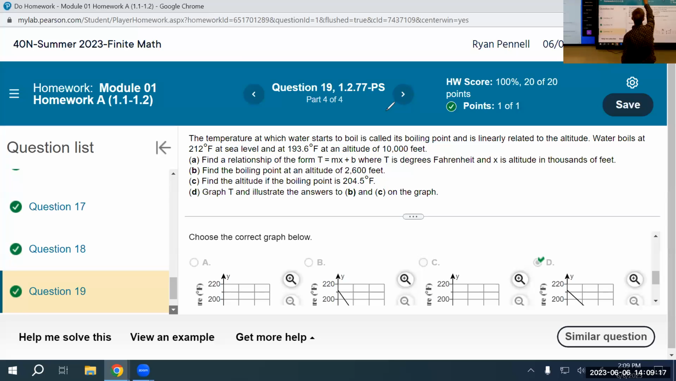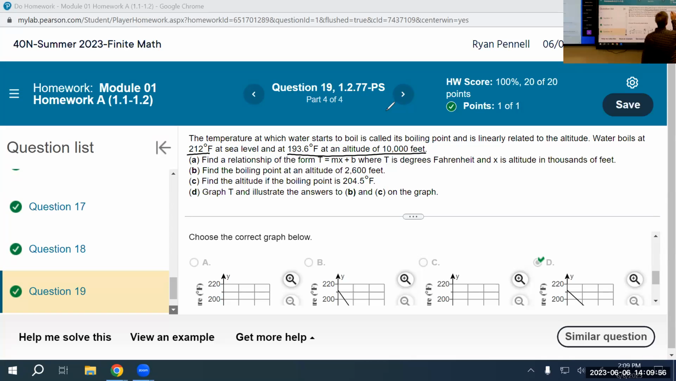Okay, so can I at least get you started on this one? I think it's worth at least mentioning, because it doesn't explicitly mention it. At sea level, this has this temperature. At 10,000 feet, it has this temperature. So depending on how they're considering x and y, we need to figure out what our 2 points are. Okay, so I see from this equation, T equals mx plus b. Temperature is the y.